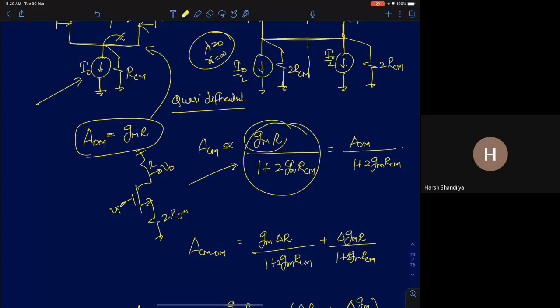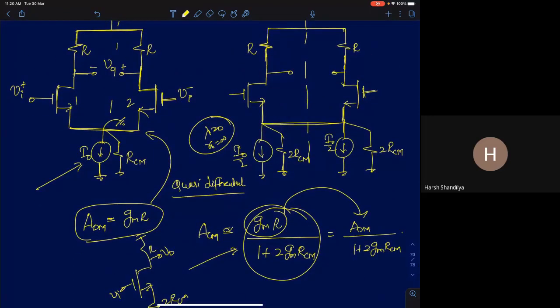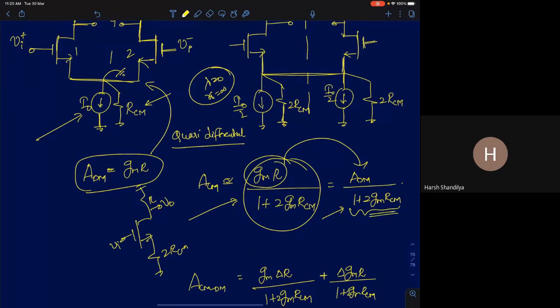And GMR is nothing but ADM, the differential mode gain. So what we noticed here is the common mode gain for this circuit was ADM, the differential mode gain, divided by 1 plus 2 GM RCM. GM RCM can be quite a large number because this is supposed to be a current source, so RCM will be quite large. So the product GM RCM will also be quite large. So even though there was a finite common mode gain, it was still much smaller than the differential mode gain.